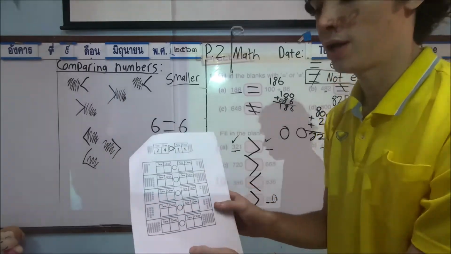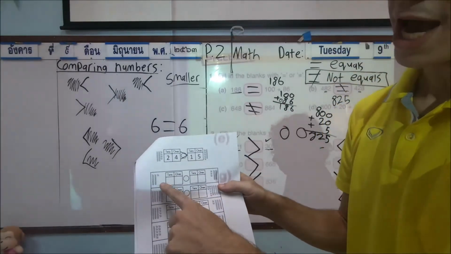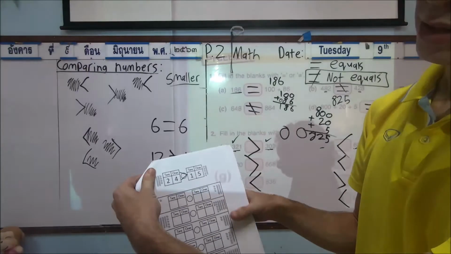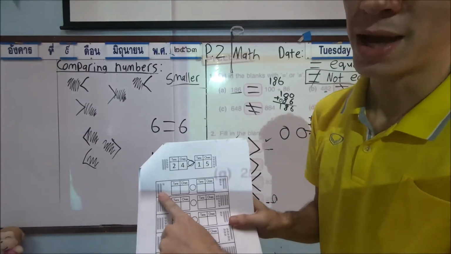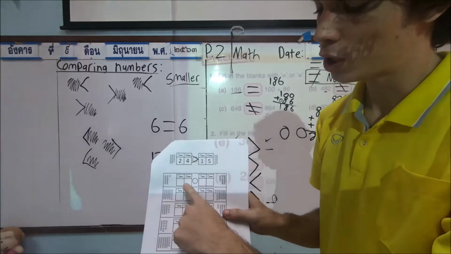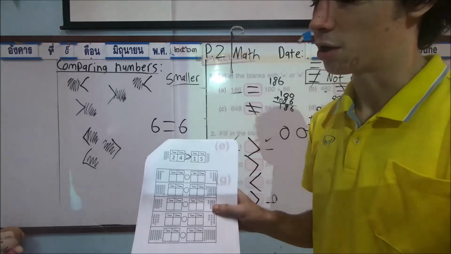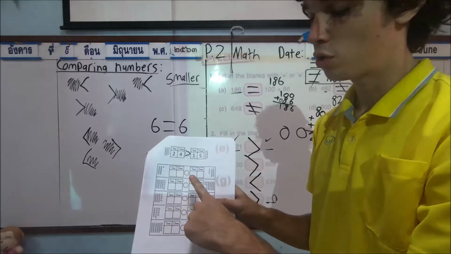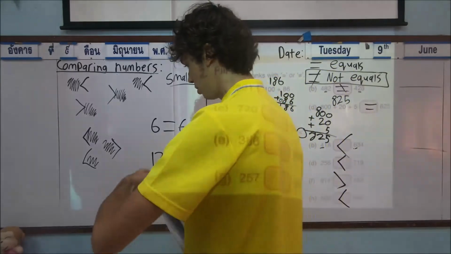And the last page, we have tens and we have ones. You have to count them and tell me which one is bigger. This side bigger or this side bigger?